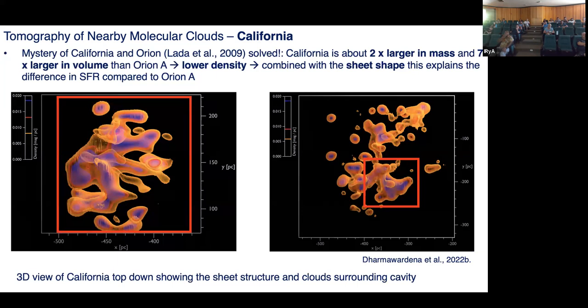So this is California, and this is Orion A. Orion A is more of an elongated triangular shape. California is more sheet-shaped. And the next step is, as soon as you measure the masses and the volumes, California is just so much bigger: it's 2 times larger in mass and 7 times larger in volume. So it's just much bigger, and because of that, it's much lower density. Hence the star formation rate is lower. Whereas Orion A is much smaller, much denser, with a higher star formation rate. So now that we are in this era of 3D mapping, we can't assume things just using 2D. You have to start taking this 3D component into account as well.